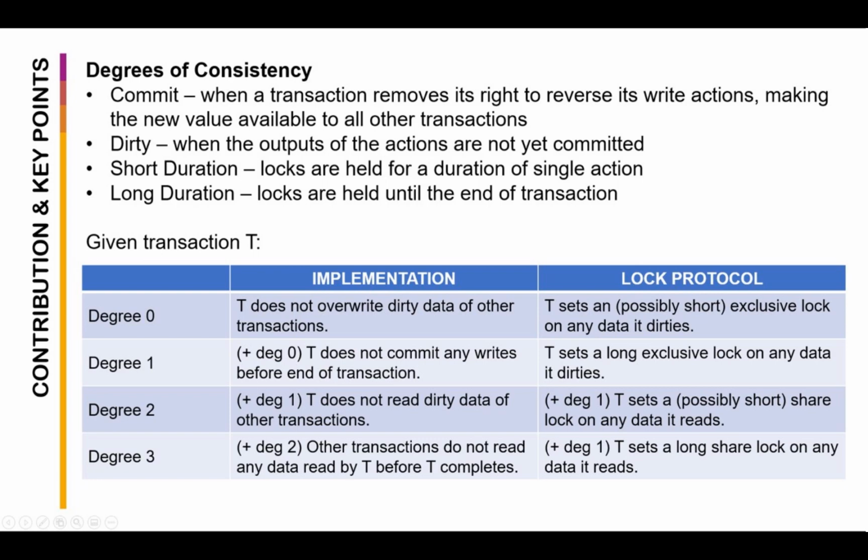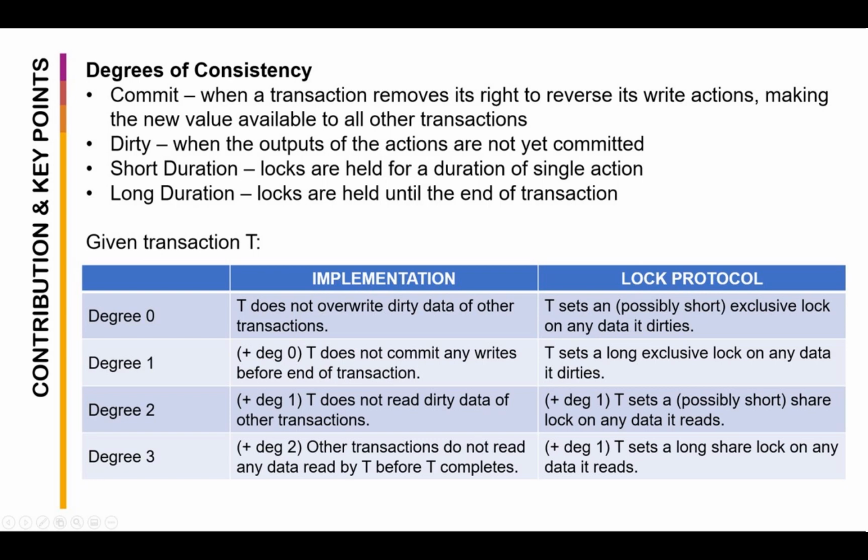protocol runs. A degree 0 consistent transaction T does not overwrite dirty data of other transactions. This prevents updating uncommitted updates of others, and it's considered unrecoverable since they commit outputs before the end of transactions.